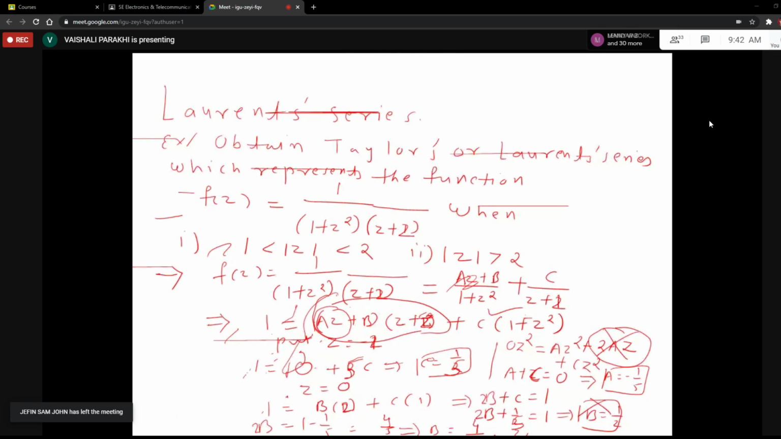Okay. Now let us continue with the next part. So let me rewrite what I got here. I got f of z is equal to Az plus B. What is A we got? Minus 1 by 5. What is B we got, students? The value of B is 2 by 5, no? So it is minus 1 by 5 z plus 2 by 5, correct? Divided by 1 plus z square, and plus, what is the next value? C. C is 1 by 5, right? And divided by z plus 2, correct?